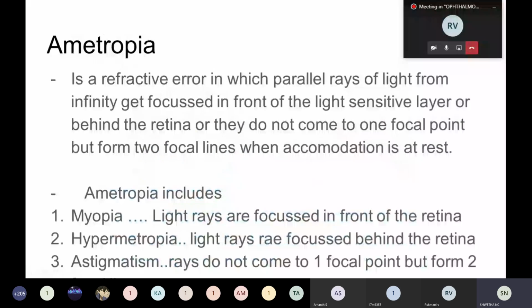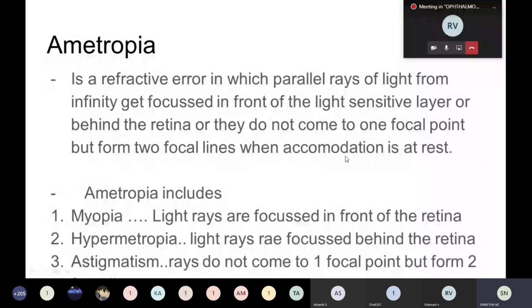Next, we'll go to ametropia. What do you mean by ametropia? Ametropia is a refractive error in which the parallel rays of light from infinity get focused in front of or behind the light sensitive layer of the retina, or sometimes they do not come to one focal point but form two focal lines, when accommodation is at rest. So ametropia is nothing but a refractive error.